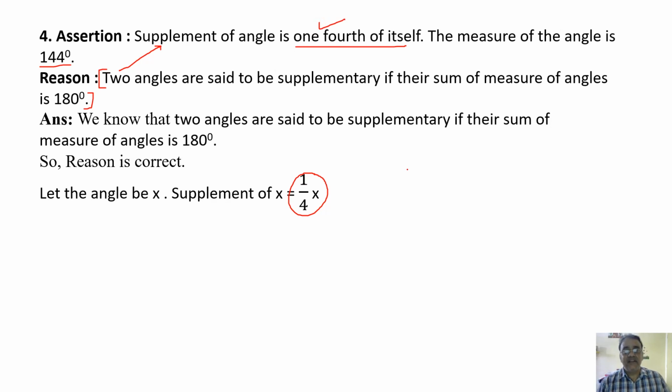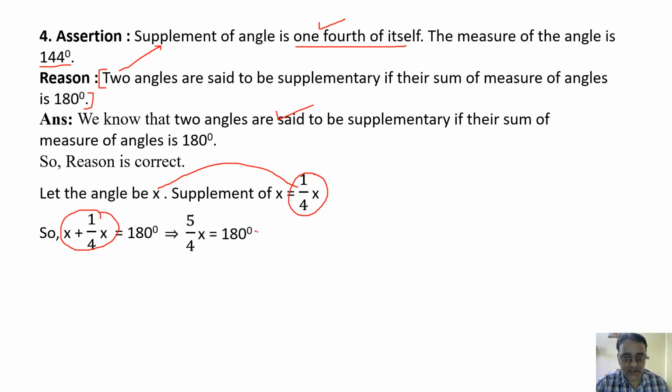Itself means x. तो x अगर एक एंगल है तो सप्लीमेंट कितना होगा? 1/4 of x. And what is the sum of x and 1/4 of x? What is the sum of these two angles? 180 degree. 180 degree, right? So x plus 1/4x is equals to 180 degree because we are using this reason हम लोग यूज कर रहे हैं. So x plus 1/4x हो जाएगा 5/4x, right? तो अब हम लोग यहाँ पे 4 को क्रॉस मल्टीप्लाई करके डिवाइड बाय 5 करेंगे, यहाँ पे नीचे लेके आएंगे, and 180 divided by 5 is 36, and 36 into 4 is 144.